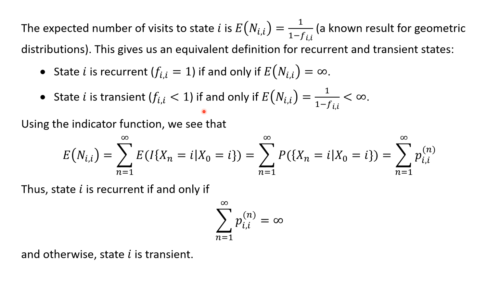Based on our ideas from the previous slide, we have a few more equivalent definitions of recurrent and transient. The expected number of visits to state i, this quantity here, is 1 over 1 minus Fii. This is just the known result for the expected value of a geometric distribution. This gives us some additional equivalent definitions for recurrent and transient.